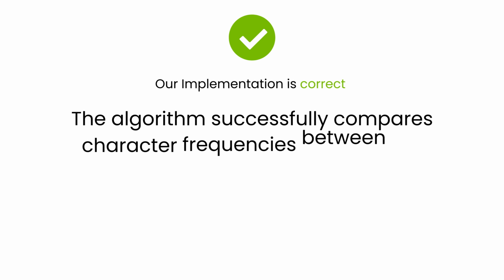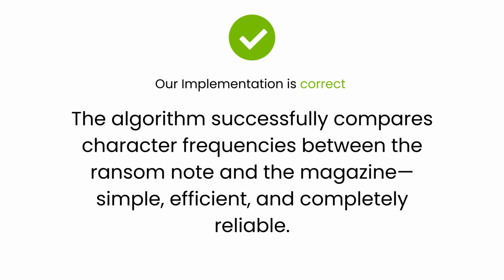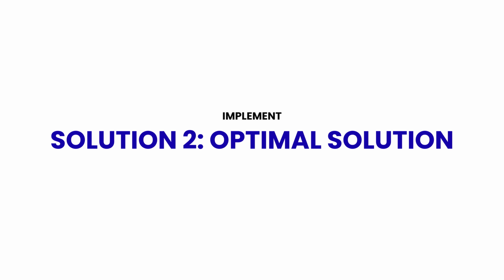So, our implementation is correct. The algorithm successfully compares character frequencies between the ransom note and the magazine. Simple, efficient, and completely reliable. Let's try to implement it using solution 2.